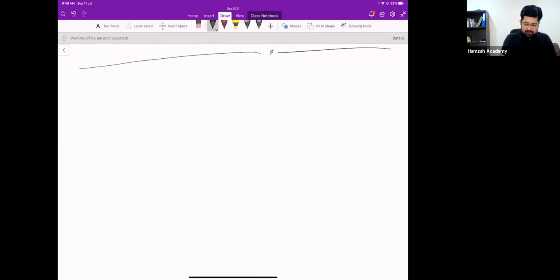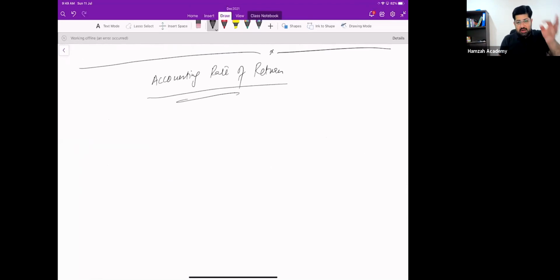Now, accounting rate of return, we will start with that. This is the only investment appraisal technique which is only profits based.